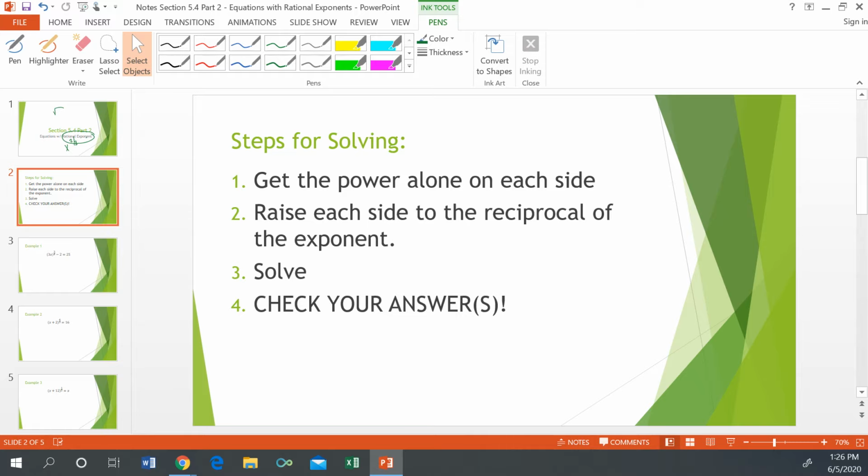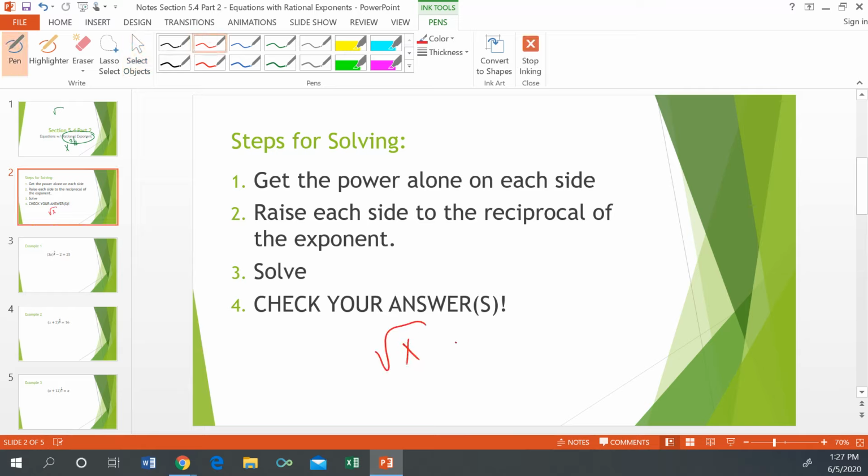Steps for solving: get the power alone on each side. That's kind of like get the radical alone on each side. Raise each side to the reciprocal of the exponent. We'll talk about that in a minute. Solve and check your answers. So let's talk about that reciprocal thing.